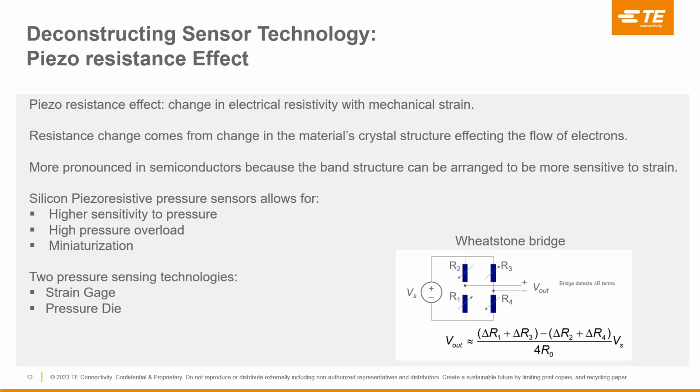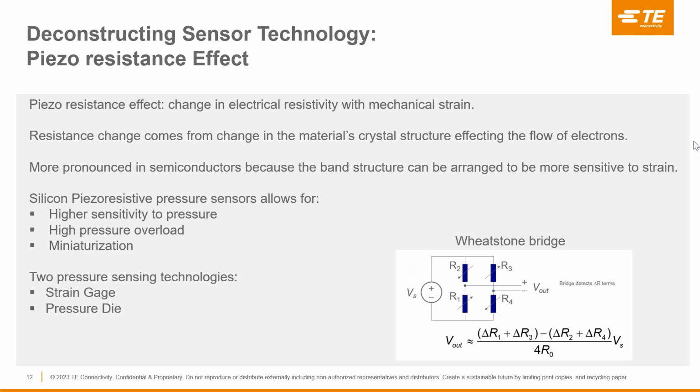So the piezoresistive effect is a change in electrical resistivity of a material when mechanical strain is applied. The change in resistance is due to the change in the material's crystal structure, which affects the flow of electrons through the material. The band structure describes the range of energy levels that electrons have within a material. The piezo effect is more pronounced in semiconductor material like silicon, as the band structure can be arranged to be more sensitive to strain.